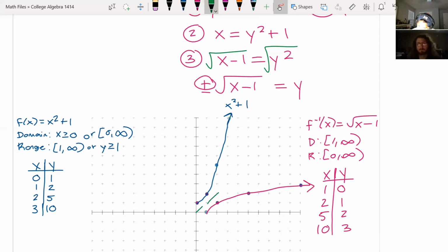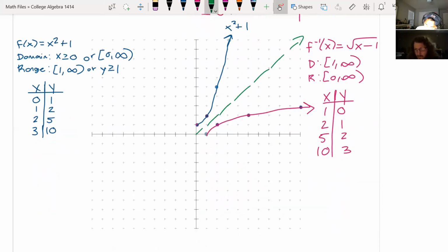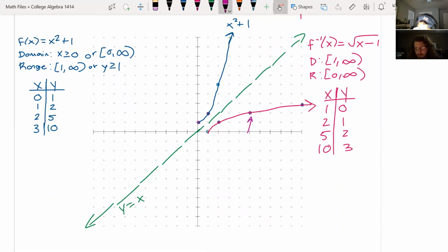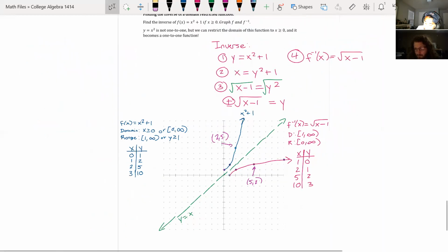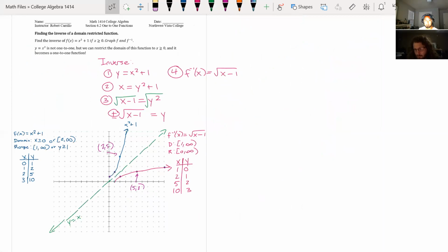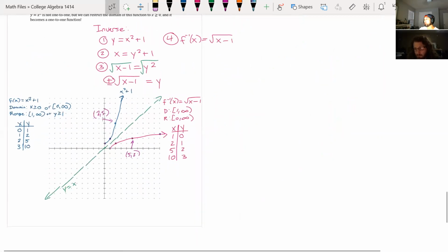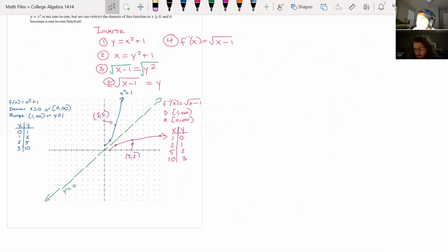And do these graphs look symmetric about this line, y equals x? Yes. Good. Here's the point 5, 2. Reflect it over to 2, 5. Okay. And there you go, guys. Those are one-to-one functions and inverses.